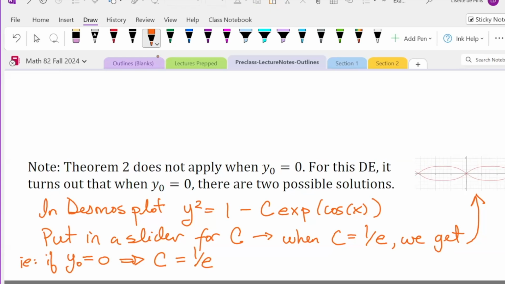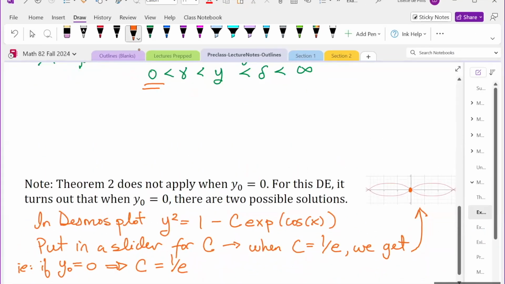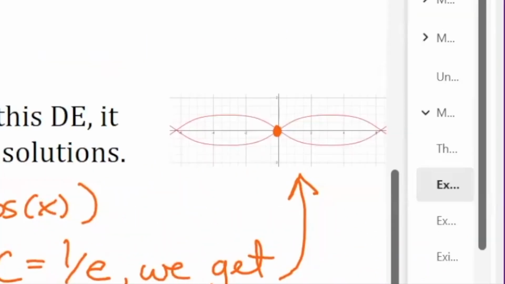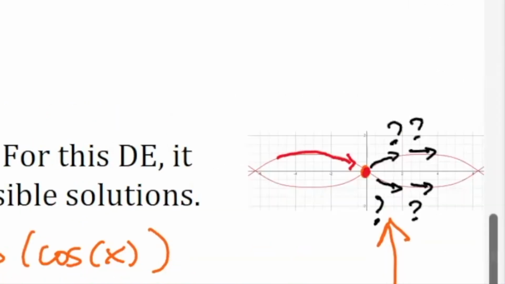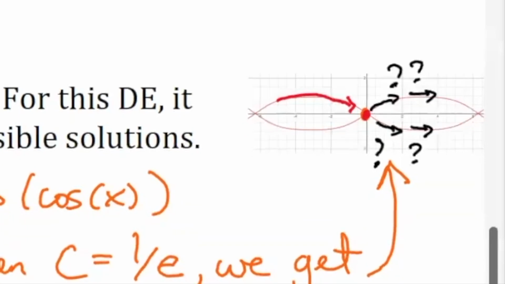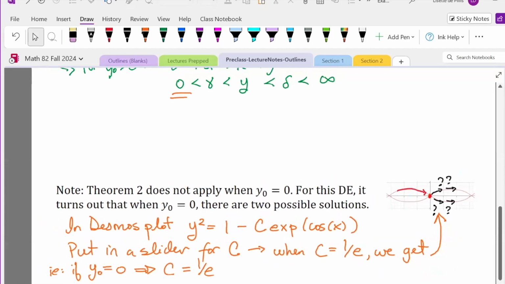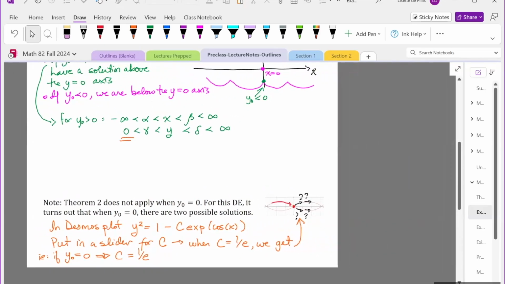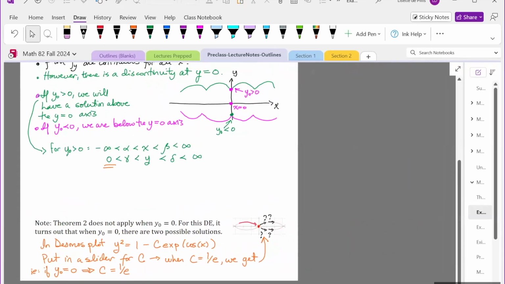All right, so y naught equals 0 is a problem. What's happening right here is our solution fails to be unique because it's got two different branches. We might be happily walking along here, we hit this point where y naught is 0, and which way do you go? Do you go this way or do you go this way? So you can see that we have multiple branches and we have lost uniqueness in the case that y naught equals 0. And that is why it is important to check for existence and uniqueness.